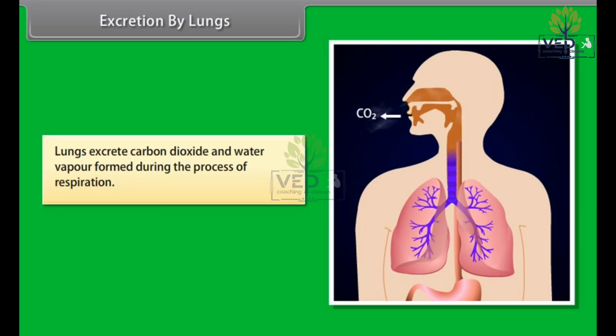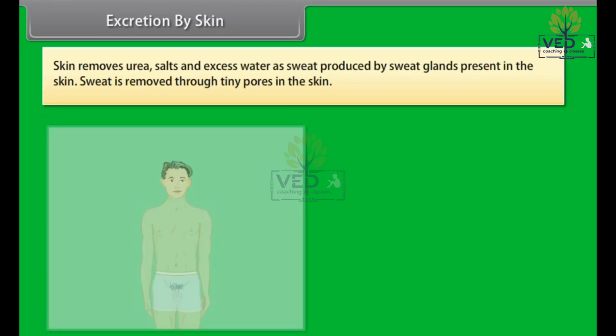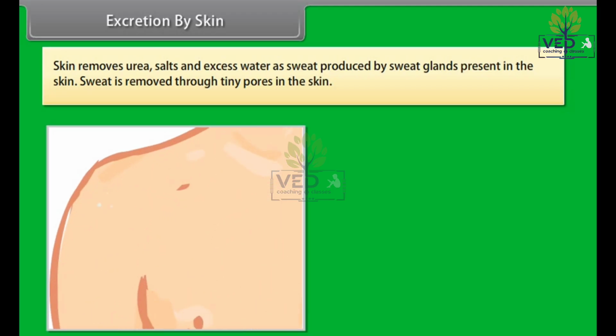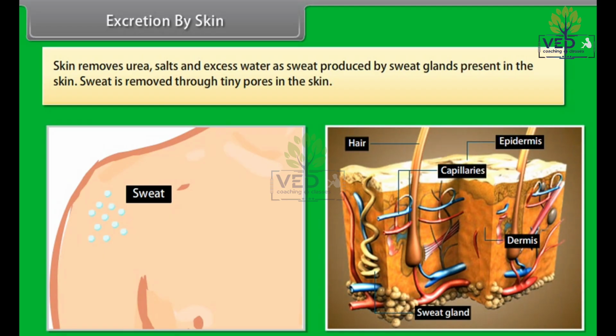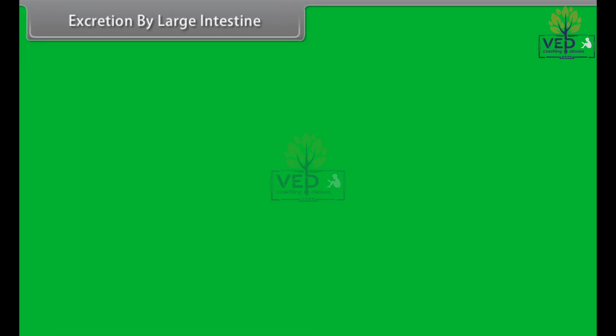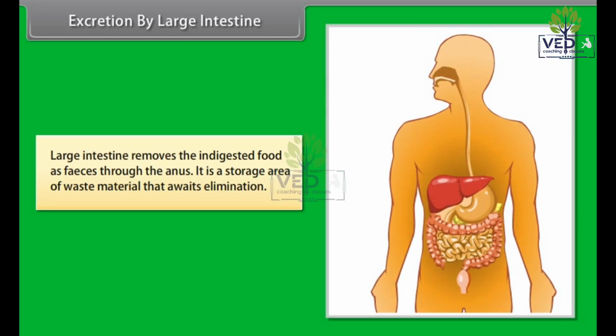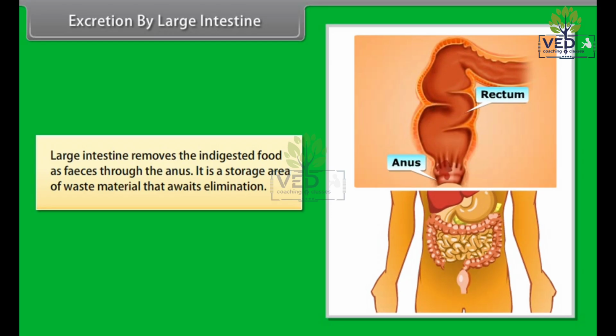Excretion by lungs. Lungs excrete carbon dioxide and water vapor formed during the process of respiration. Excretion by skin. Skin removes urea, salts, and excess water as sweat produced by sweat glands present in the skin. Sweat is removed through tiny pores in the skin. Excretion by large intestine. The large intestine removes the undigested food as feces through the anus. It is a storage area of waste material that awaits elimination.